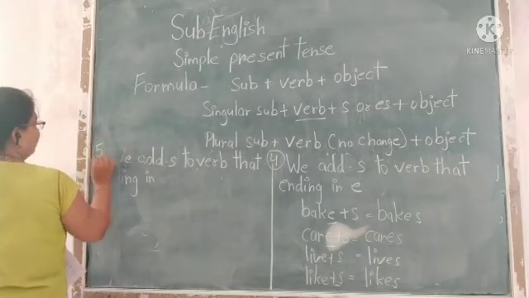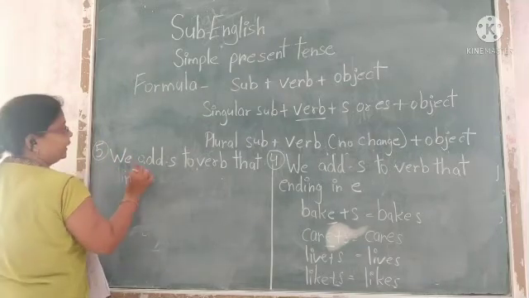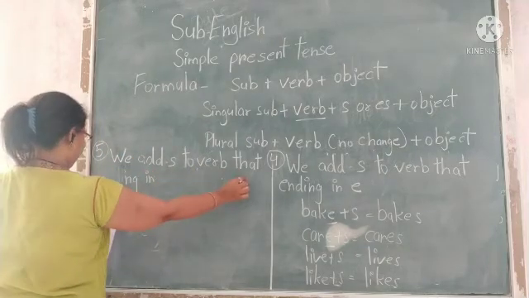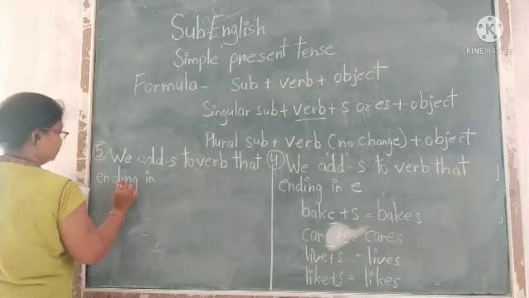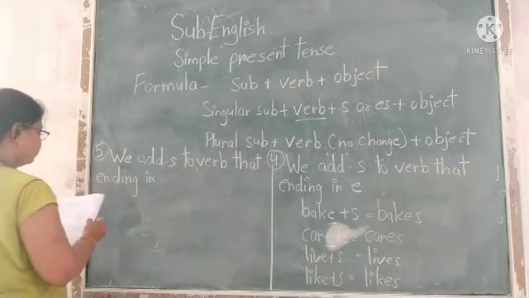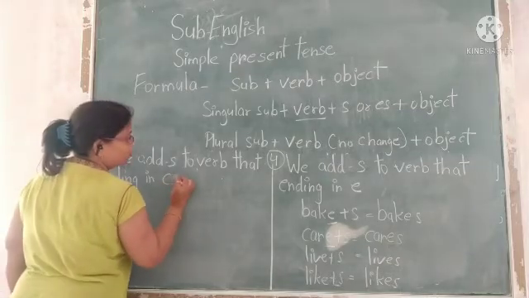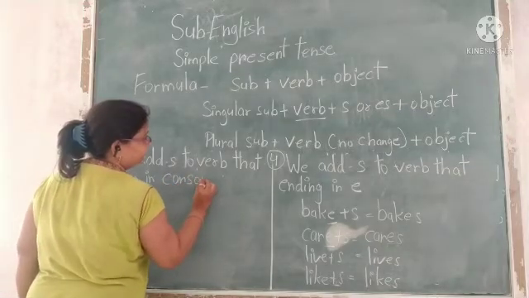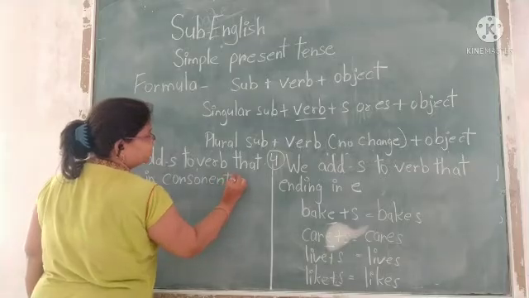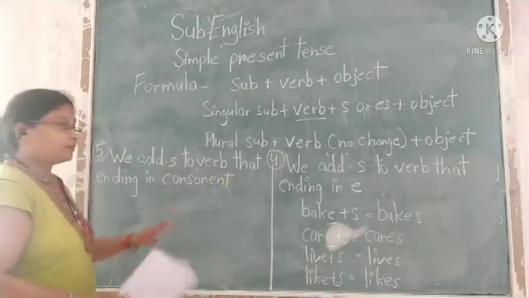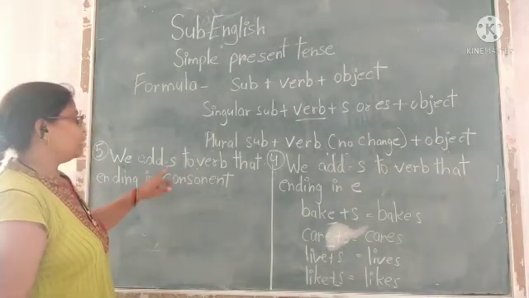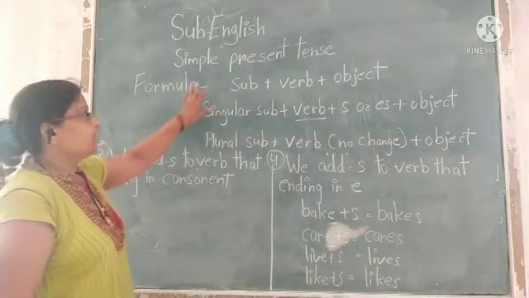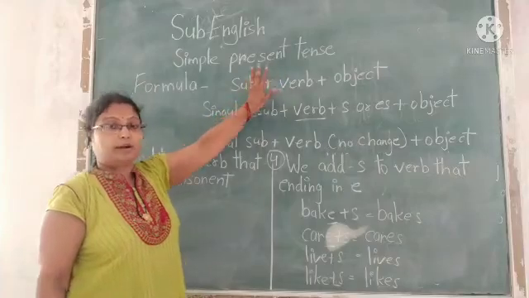Rule number 5. We add S to verbs that end in consonant. मीन्स जिनके लास्ट में, जिन वर्ब के लास्ट में कॉन्सोनेंट होता है उन वर्ब में भी हम एस ऐड करते हैं सिंपल प्रेजेंट टेंस के अकॉर्डिंग.